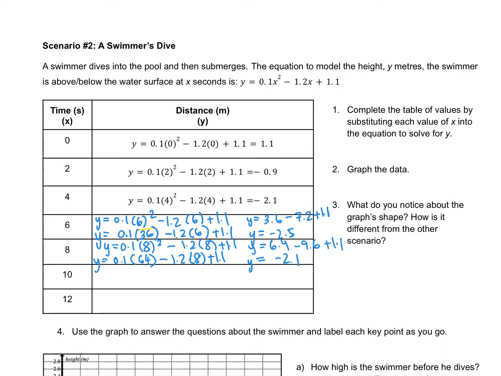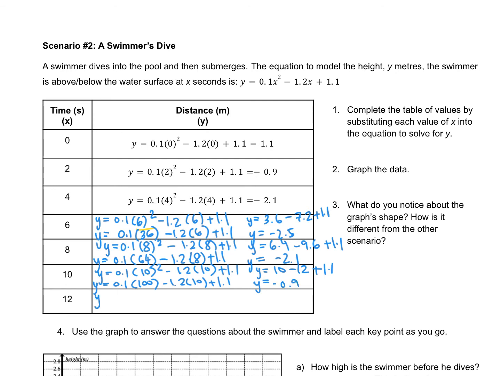Pause the video and try number 10 and 12, and then come back to check your work. So for 10, you should have 0.1 times 10 squared minus 1.2 times 10 plus 1.1. This gives us 10 squared is 100. When you do your multiplication, 0.1 times 100 is 10. Negative 1.2 times 10 is 12. And then plus 1.1. And this should give us negative 0.9.